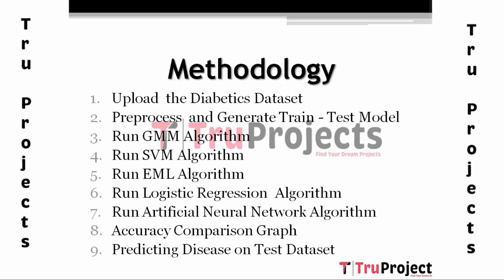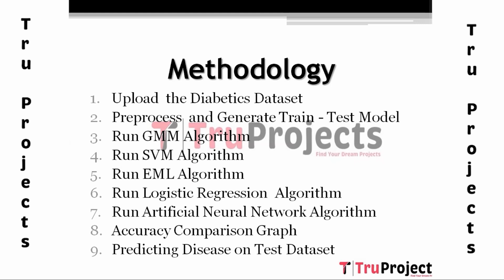In this module, we are going to build the logistic regression algorithm and classify the test data based upon the calculation of accuracy. Then the seventh module, that is run artificial neural network algorithm. In this module we are going to build the artificial neural network model and generate the test data and calculate the accuracy.